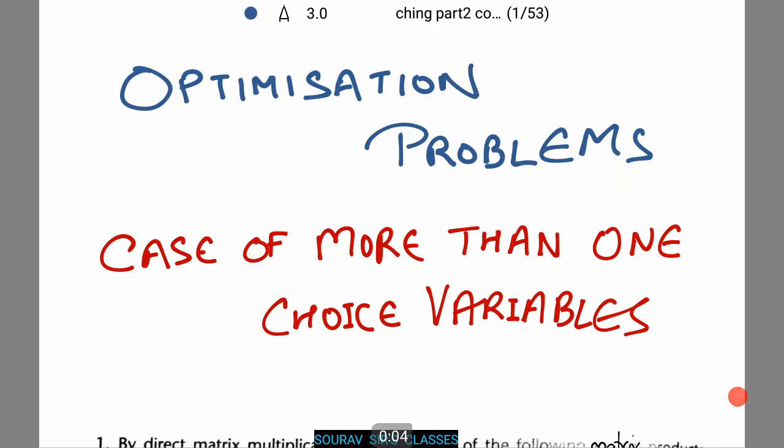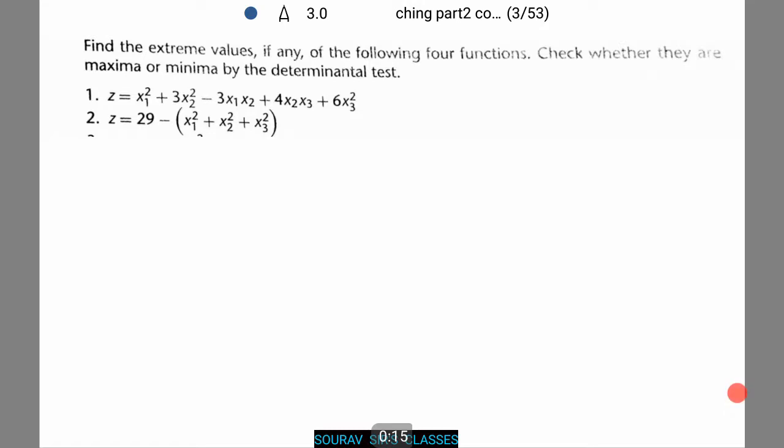Today we are going to be dealing with optimization problems, mainly the cases of more than one choice variable. Let us begin with a simple sum. Over here we need to find the extreme values, whether they exist or not. Please notice it's written "if any" for the following functions. We need to check whether they are maxima or minima by the determinant test. So let's do the first one.